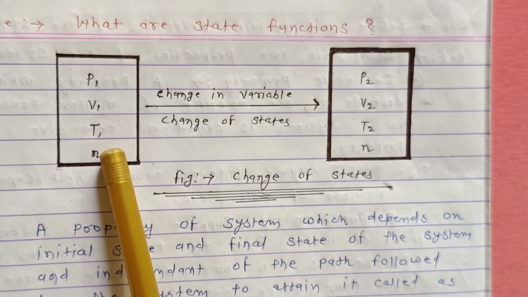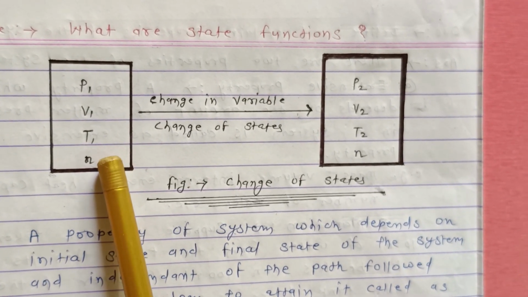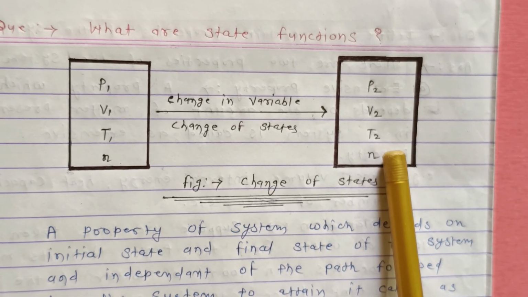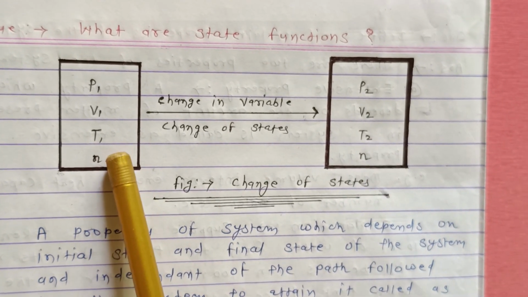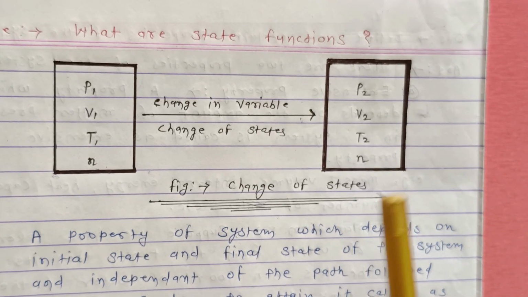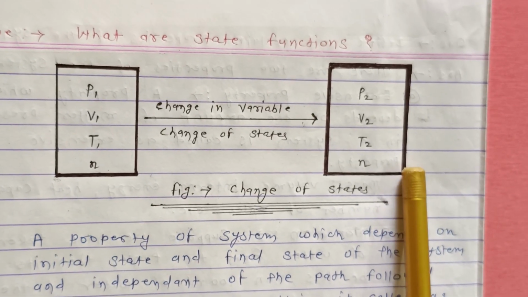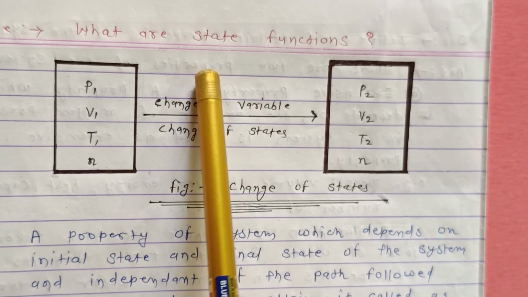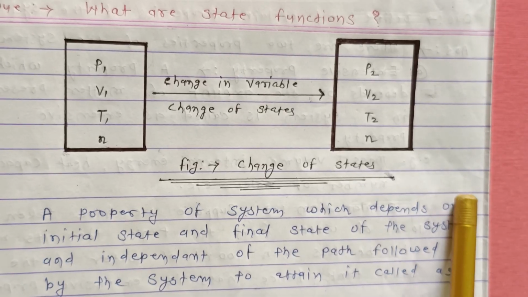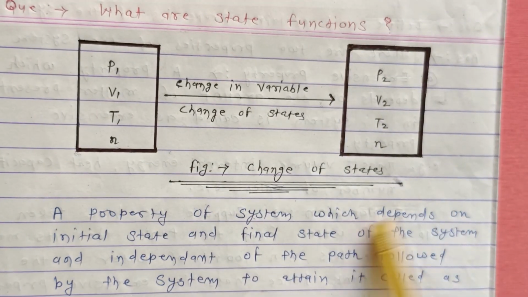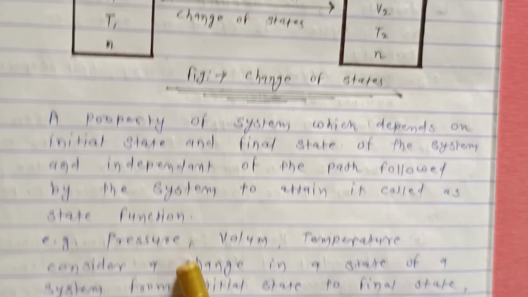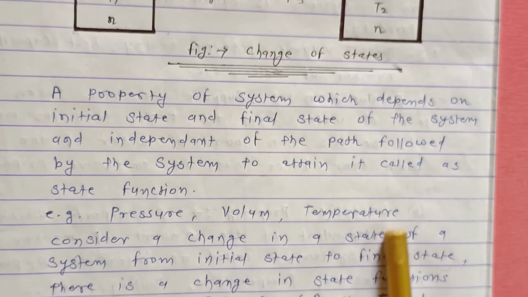Same is the condition of temperature. Suppose the initial temperature is 40 degrees Celsius and it rises to 45 degrees Celsius. Here temperature is increased, but sometimes 25 degrees Celsius may become 20 degrees Celsius, it may decrease. We are interested only in the initial state and final state, and such functions are called state functions. It depends only on the initial state and final state, not on the path followed by the system. For example, pressure, volume, temperature.